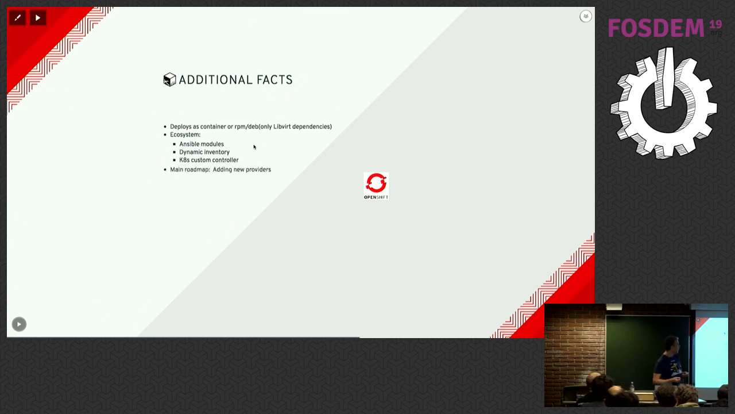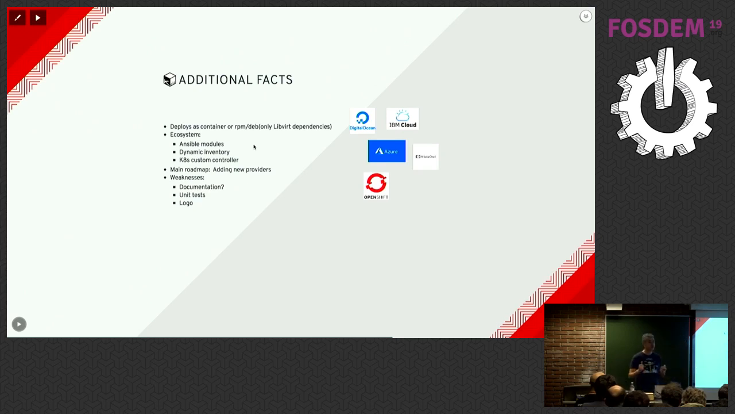Okay, about the roadmap, the idea is mainly to add new providers, DigitalOcean, Azure, IBM Cloud, and Alibaba Cloud, which I believe are the top cloud providers which are currently not coded in this tool. About weaknesses, there are some weaknesses, I believe. So typically, I believe that the documentation should be improved, in particular the installation process. Then unit tests, I removed them at some point. But they need some reshaping. And the logo, a friend did the logo, and probably it needs some improvements too.